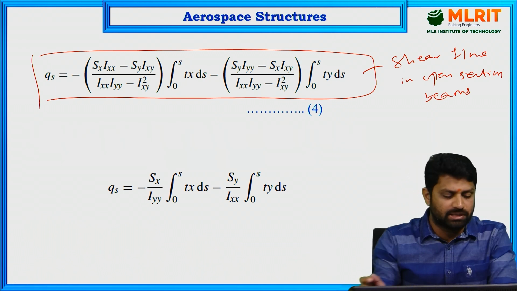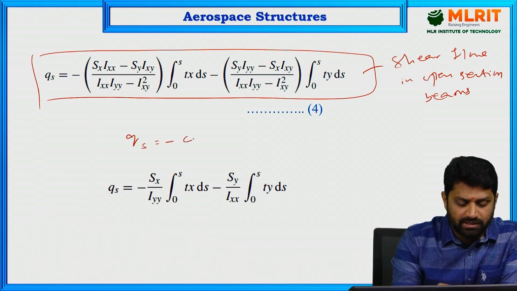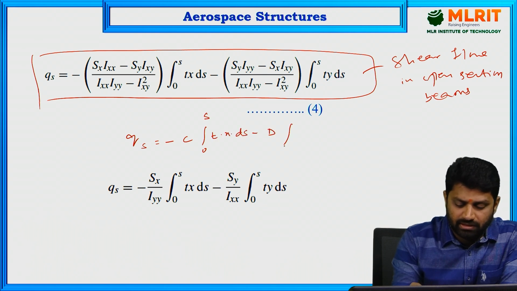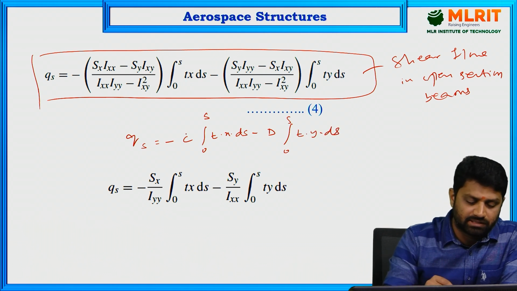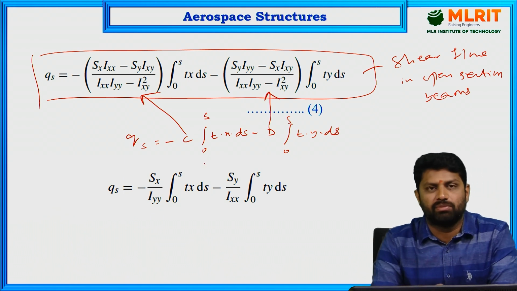And to understand, if you want to remember this formula, you can take it as minus C integral 0 to s t into x ds, minus capital D integral 0 to s t into y ds. You can consider that C is nothing but this constant and D is nothing but this constant. This is only for remembering this one.